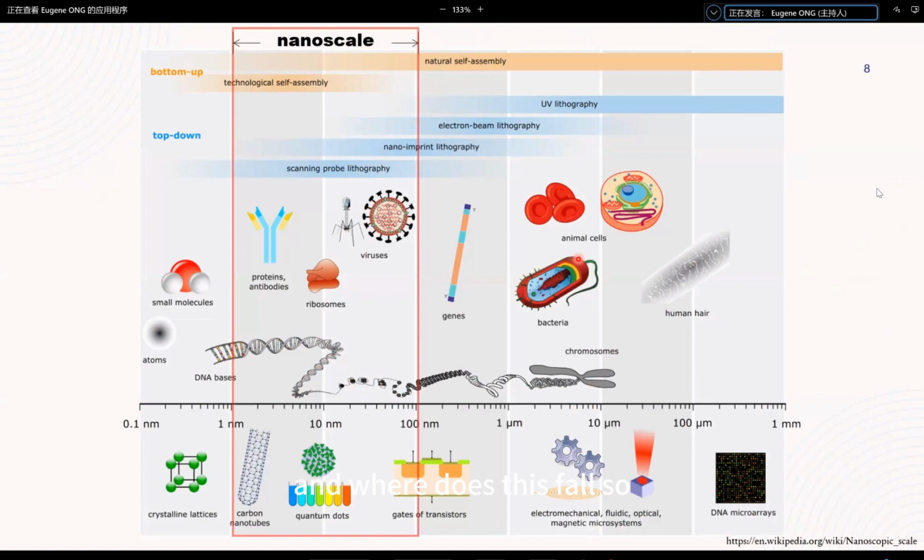And where does this fall? So all these molecules fall into a very small scale. Okay, so DNA and RNA are essentially in the nanometer range, which is the same size as antibodies and ribosomes and, of course, viruses. Okay, so our focus for today's topic will be in this particular scale. So it's essential to remember that these molecules are really, really small, and therefore, how do we capture and analyze these molecules for diagnostic purposes?